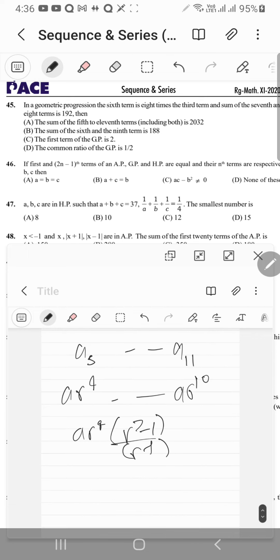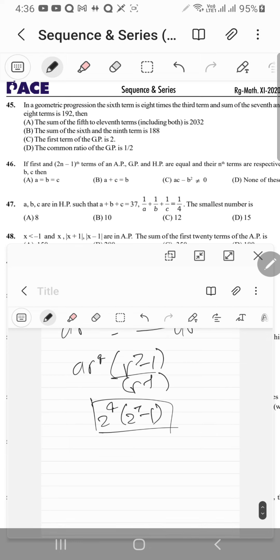r is 2 in this case, that's better. So a times 2 power 4 into (2 power 7 minus 1), over 2 minus 1, which is just 1, and a is 1. That's nice. There you go. This is the thing. Okay, what about this? This is the sum. Yeah, it's 2032. Really?